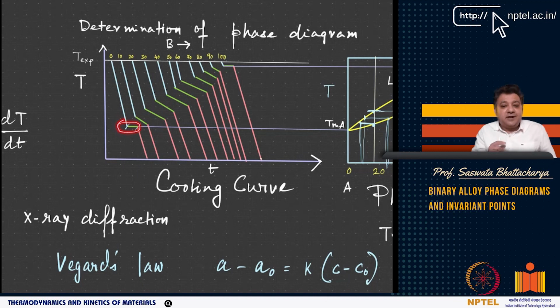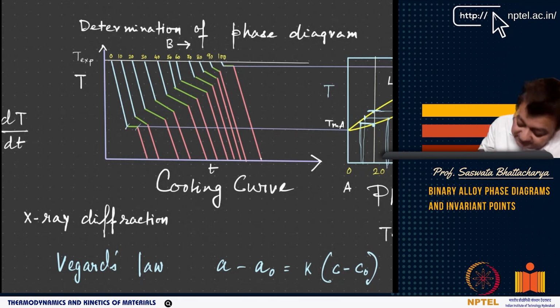And since it's pure A, there is no composition dependence. So you will not see a slope, but you will see an exactly horizontal line here. This horizontal line segment indicates the arrival of the freezing temperature, or the transformation temperature. For pure A, this is the transformation temperature, whether you call it melting or freezing temperature. And then beyond that, in this cooling, now you tell me why is there this slope?